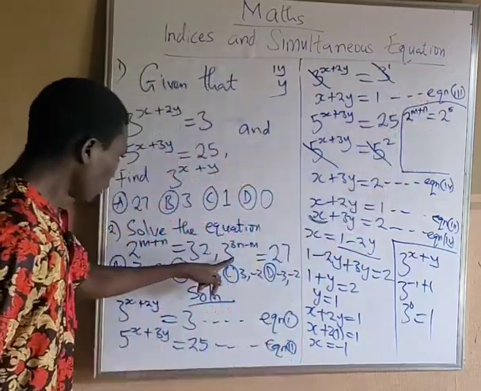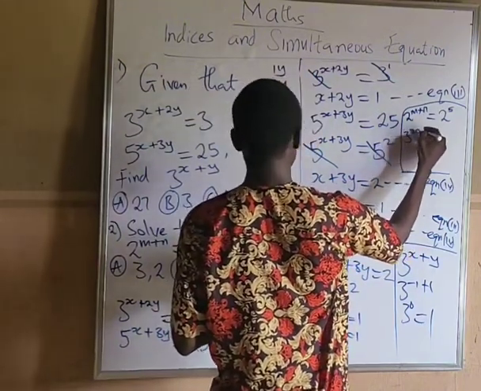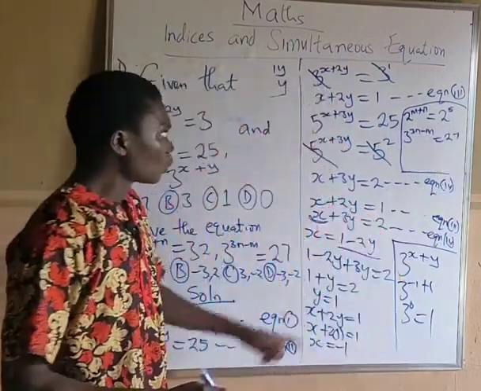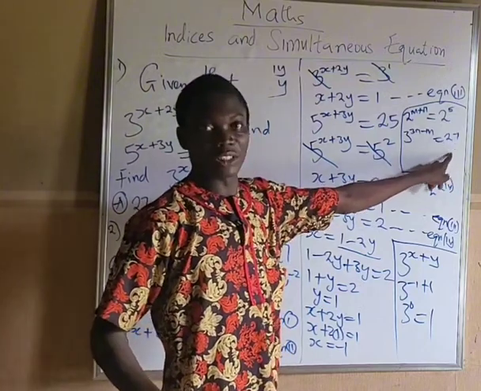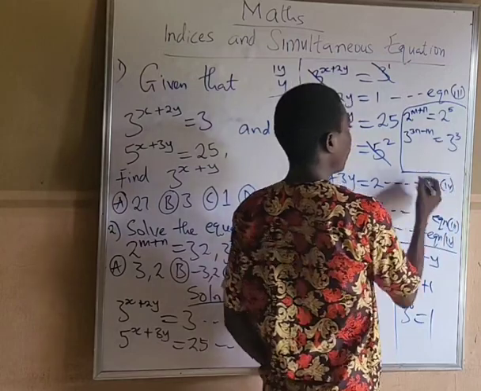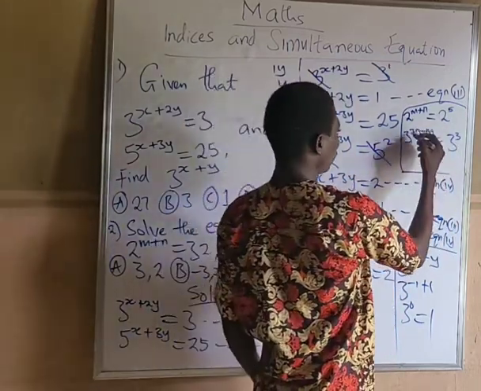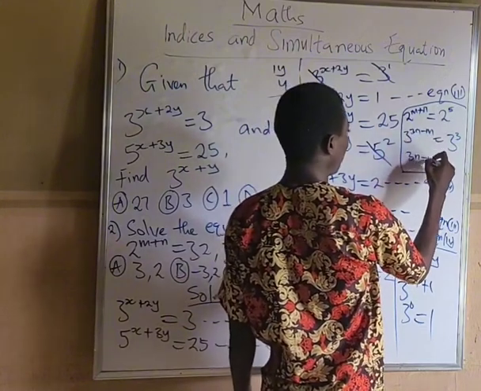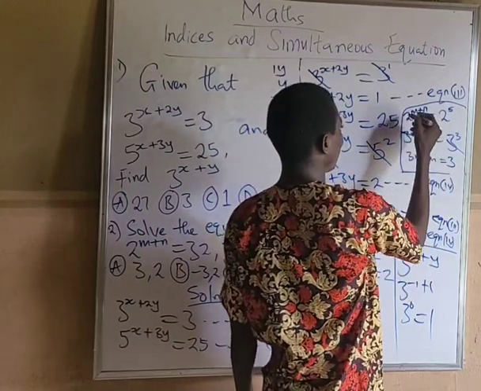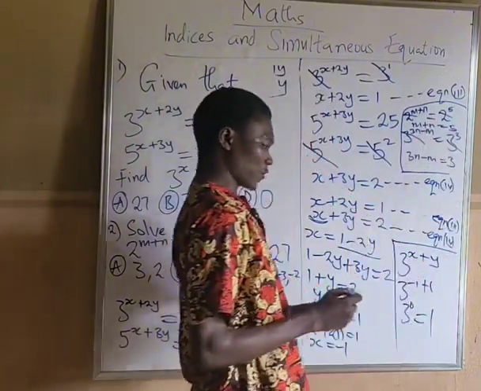So for the next one, we have 3 raised to the power of 3n minus m equal to 27. Then you can further break this one by saying 27 is also the same thing as 3 raised to the power of 3. Then the bases are now the same, so they can cancel out each other. You'll be left with 3n minus m equals what? 3. And for the other one, if they cancel out, you'll be left with m plus n equals 5. Then you solve simultaneously.